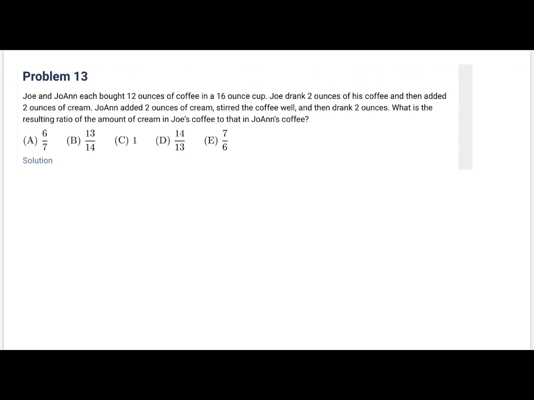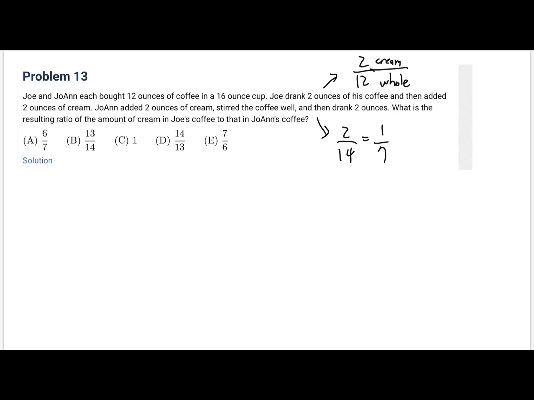13, Joe and Joanne each bought 12 ounces of coffee in a 16-ounce cup. Joe drank 2 ounces of his coffee and then added 2 ounces of cream. So this means that there is 2 ounces of cream in the whole thing. And then Joanne added 2 ounces of cream and then stirred it and then drank 2 ounces. So the ratio of the cream to the whole would be 2 over 14 since she added 2 to the 12 that she had previously. So this is 1 over 7.